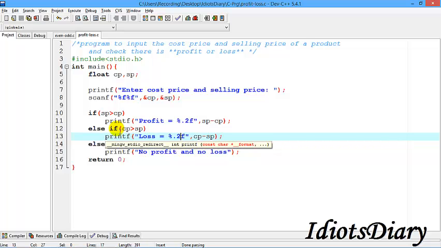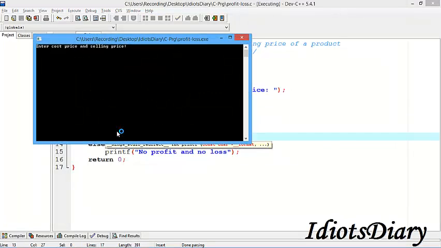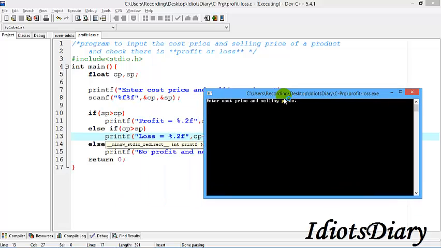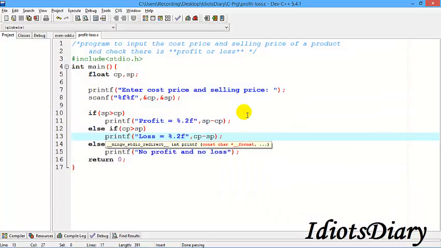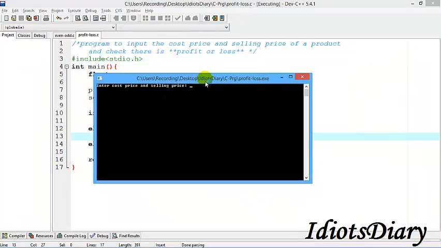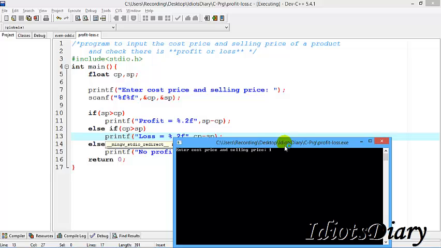Let's compile and run the program to check the output. Here you see that the output screen appears with the message enter the cost price and selling price. We enter the cost price as 120 rupees and selling price as 140 rupees. Here you see that a profit of 20 rupees occurred. Again run the program and now we add the cost price as 150 and the selling price as 120. Here you see that a loss of 30 rupees occurred.